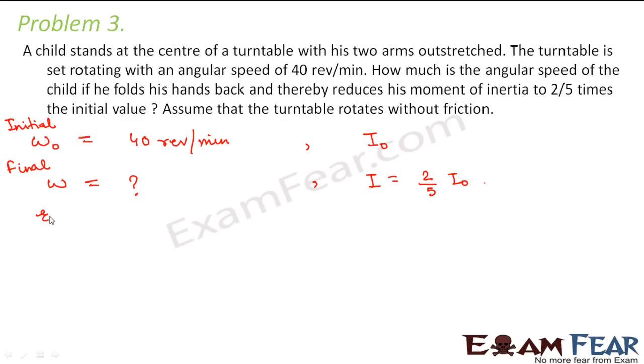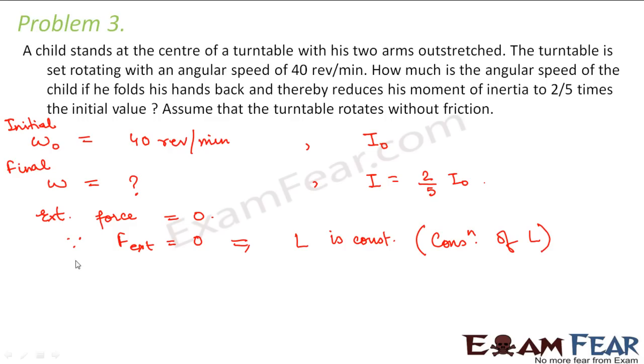Now in this case, what is my system? My system is child plus the table. So the external force on the system is equal to 0. Since F external is equal to 0, this implies that L is constant, because we know that dL by dt, that is the rate of change of angular momentum, is equal to F external. So if F external is 0, the angular momentum is constant. This is nothing but conservation of angular momentum.